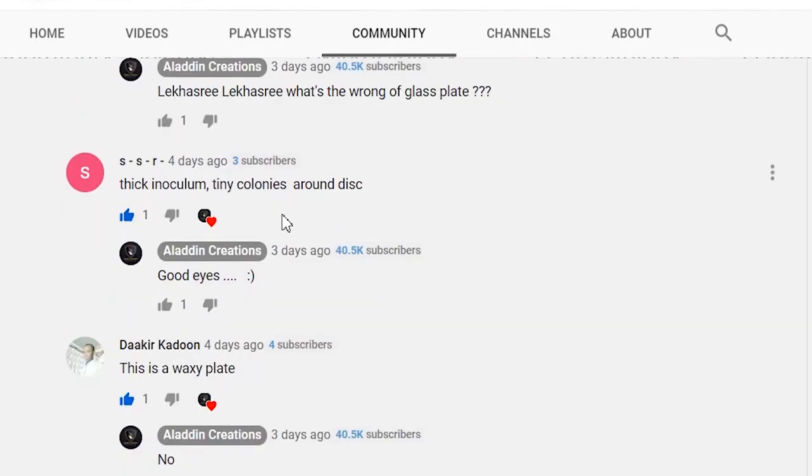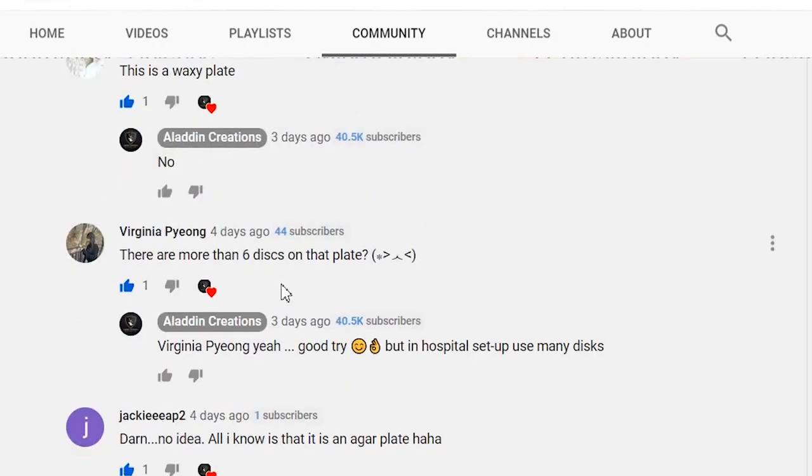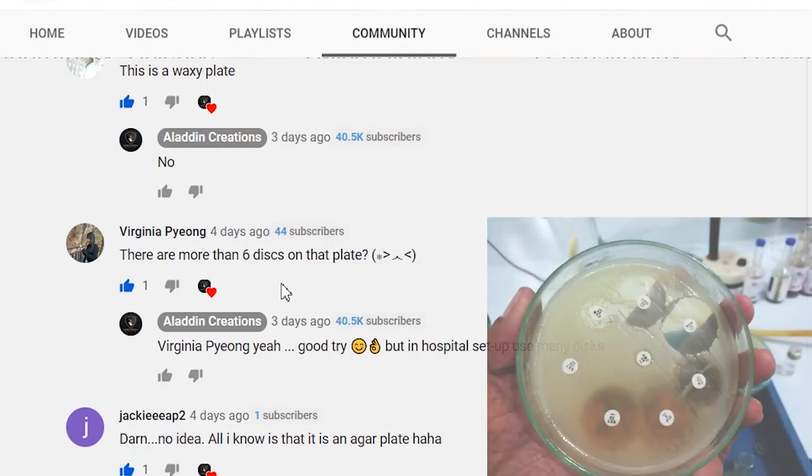SSR said thick inoculum, tiny colonies around this. Yes, you are correct. Inoculum is more thick here, and there are some tiny colonies around this. I will discuss those other details. And Dakhil said this is a waxel plate. I don't think so. And Virginia said there are more than 6 discs on that plate. Yes, you are correct. On this plate we can see 8 discs. According to CLSI guidelines, we can put only 5 discs on one single ABST plate.